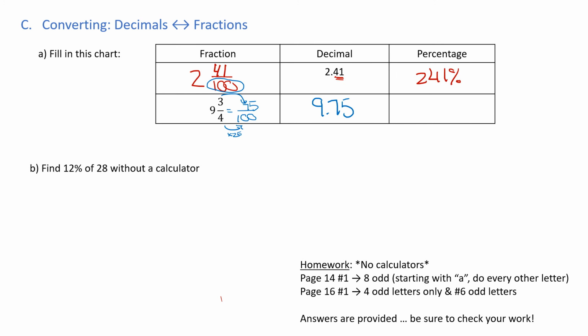But we also have the 9. Now as a percentage, again, if I had 75 over 100, that's 75%, but we also have a 9 in front, so this is 975%.